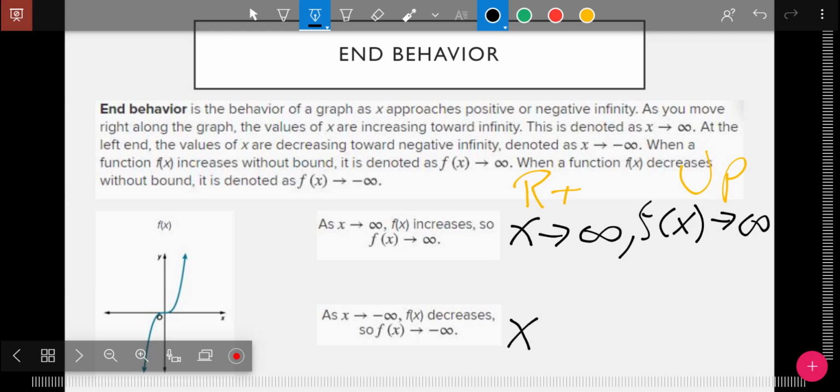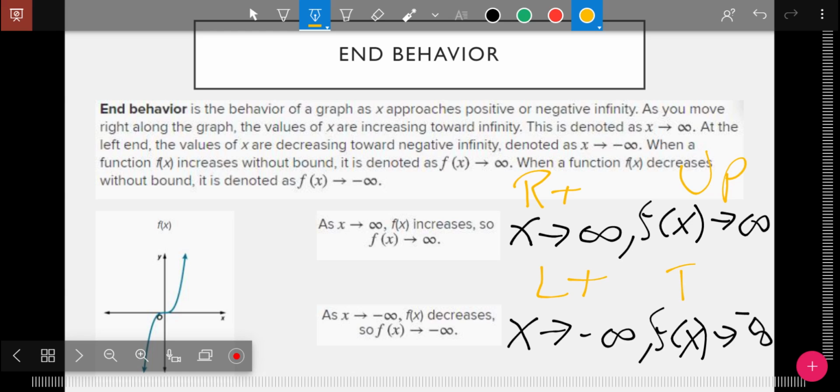Then as x approaches negative infinity, f of x approaches negative infinity itself. I kind of had trouble writing my infinity sign on the screen. Sorry about that. So this is just a fancy way to say left. As x approaches negative infinity, numbers get smaller and smaller as it goes to the left. Y approaches negative infinity as it goes down.